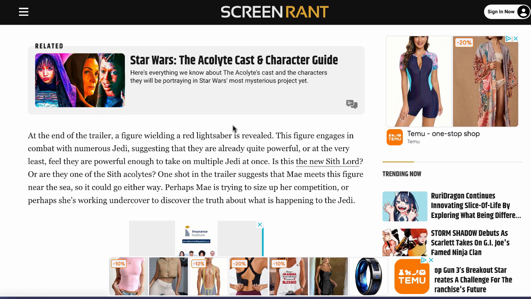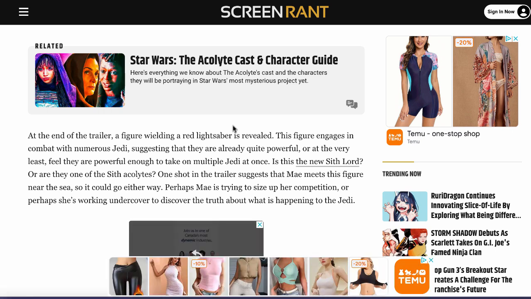That's my take, and the poster kind of shows that, but could be wrong. At the end of the trailer, a figure wielding a red lightsaber in the Gimp mask is revealed. This figure engages in combat with numerous Jedi, suggesting that they are already quite powerful, or at the very least feel they are powerful enough to take on multiple Jedi at once, which again, that doesn't make any sense.